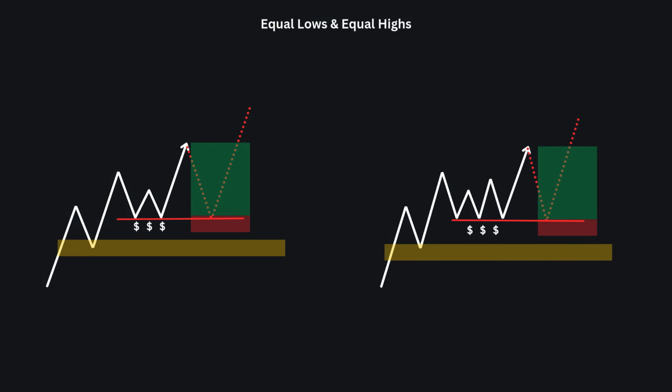And if a demand zone or any order block area exists below these equal lows, there's a high chance for the price to break below these equal lows, grab the stop losses and continue moving upward. Essentially, this is our trading pattern in smart money concepts. We wait for the price to grab the stop losses of retail traders, and then we enter the market using demand areas or order blocks.